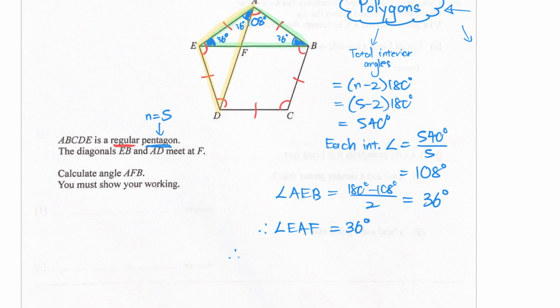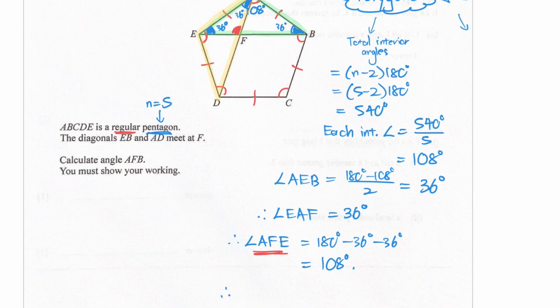And therefore, angle AFE, let's call it this red angle here, will be the subtraction of 36 twice from 108, to give us 108 again. So therefore, we can now finally find angle AFB by taking 180 minus 108 to give us 72 degrees. And there you go.